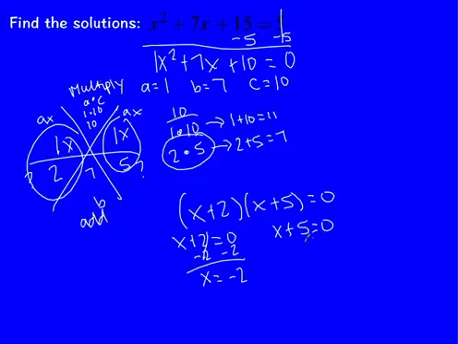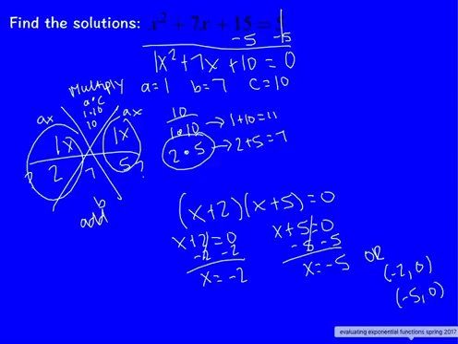For x plus 5 equals 0, we can either circle this positive 5, jump it over, and make it a negative 5, or we can subtract 5 from both sides. When we do that, we get x equals 0 minus 5, which is negative 5. So we've got x equals negative 2 and x equals negative 5. Or if you wanted to write that as coordinates, you would have negative 2, 0, and negative 5, 0.